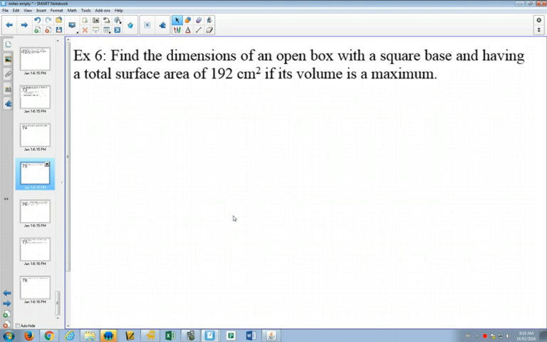All right. Find the dimensions of an open box with a square base having a total surface area of 192 centimeters squared if its volume is a maximum. So we know that our goal is to set up an equation, volume equals, and we need to do that in only one variable.